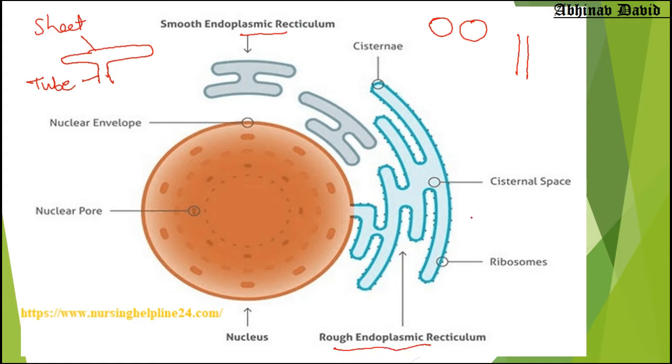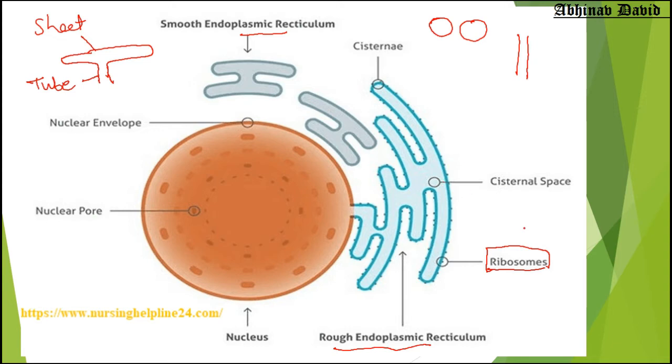Why rough? Because you can see there are some dots on the surface of this endoplasmic reticulum, and these dots are made up of ribosomes. If we see them under the microscope, we will see a structure called a ribosome, which is attached to the rough endoplasmic reticulum.